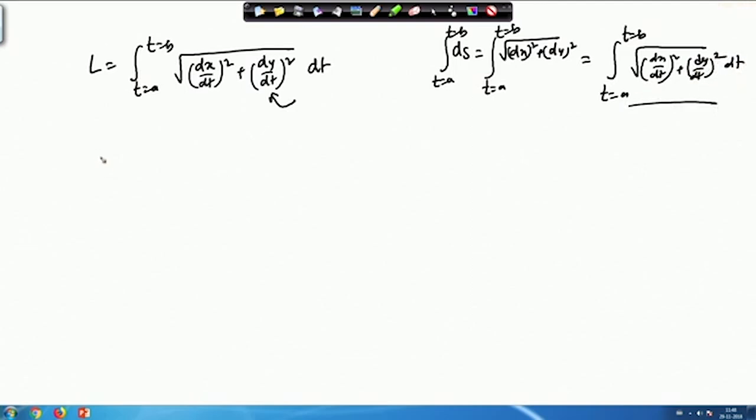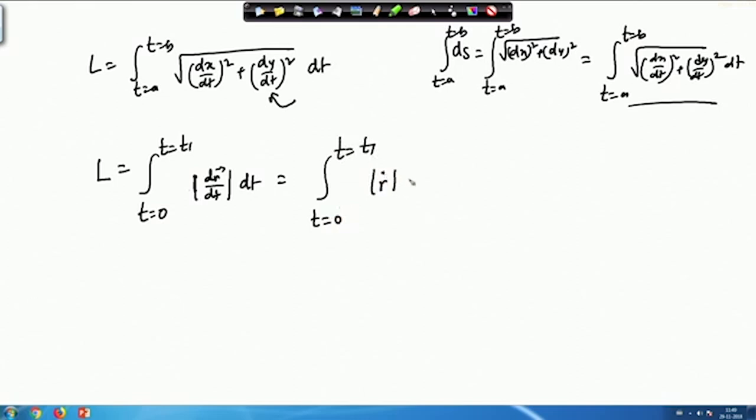Now in vector calculus, our L, starting from t equals 0 up to t equals t1, uses r dot, which is the square root of (dx/dt) whole square plus (dy/dt) whole square. This can be written as the mod of dr/dt, because r is a vector, times dt, or in a small notation simply mod r dot dt. These two formulas are the same, because mod r dot is nothing but this thing.